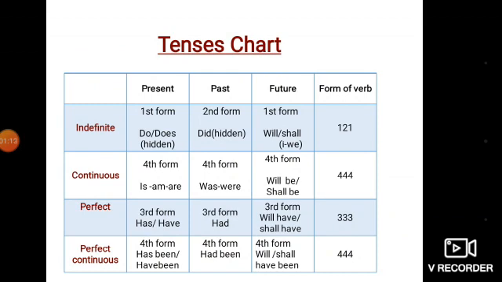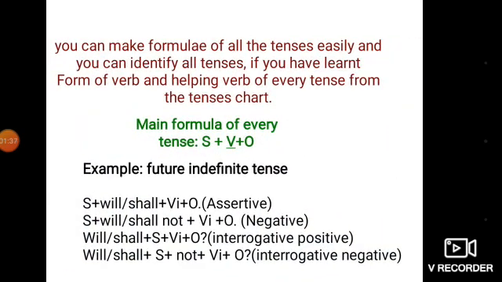This is the tenses chart, which is showing form of verb and helping verb of every tense, which are very important to make formula of every tense. There are 3 tenses: present, past and future, as well as their conditions: indefinite, continuous, perfect and perfect continuous. You can make formulae of all the tenses easily, and you can identify all tenses if you have learned form of verb and helping verb of every tense from the tenses chart.